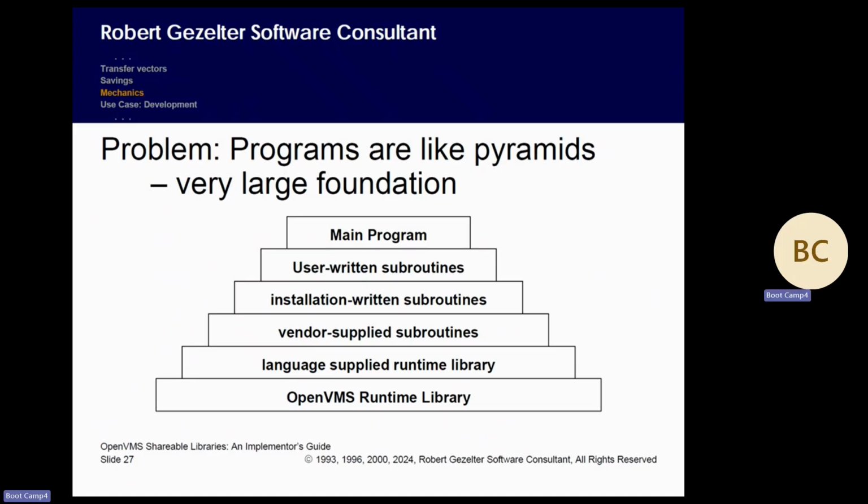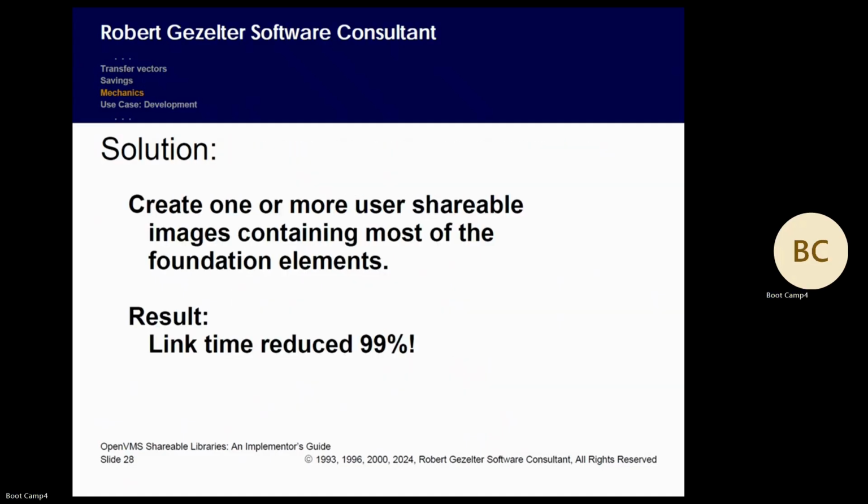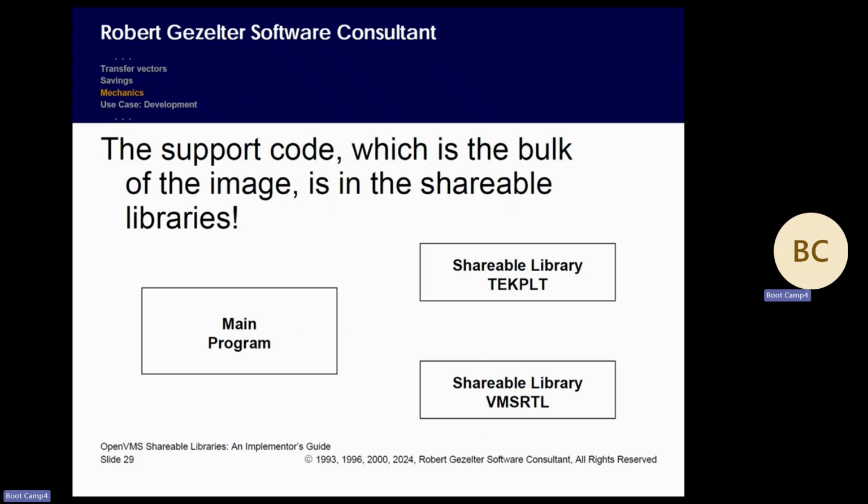By linking the user-written routines as a separate entity, I was able to reduce the link time to a couple of seconds. I ended up with a well over 1,000 block shareable image, but the transfer vector had all the relevant entries.